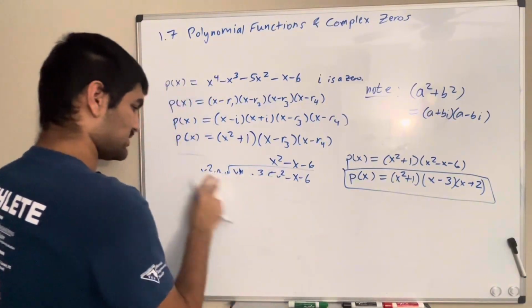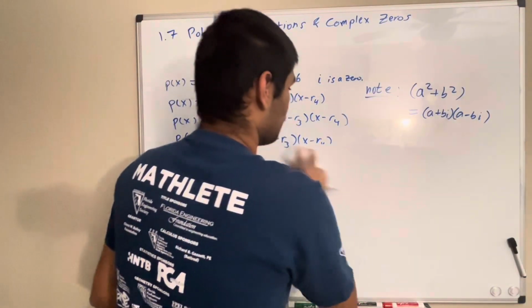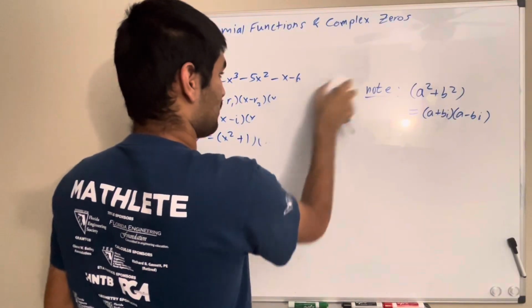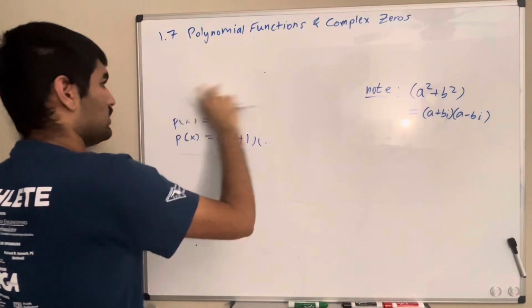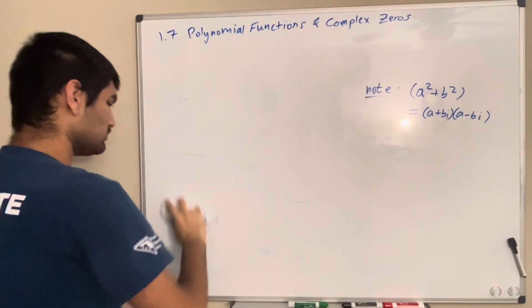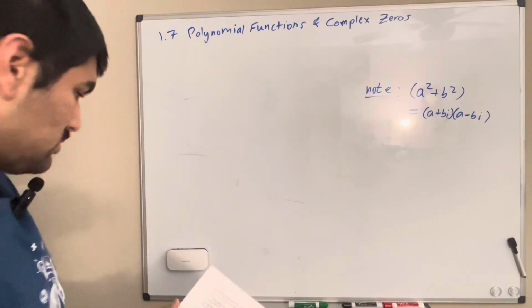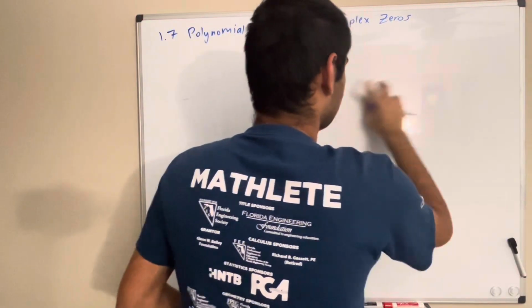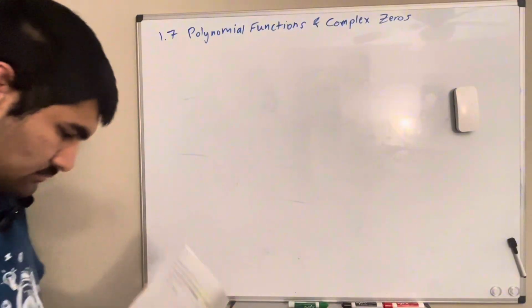All right, let's move on to the next example. And in this one, we're not given any zeros, right? We're just given a polynomial, and we have to factor it. I'll just get rid of this too. Okay, so let's see.